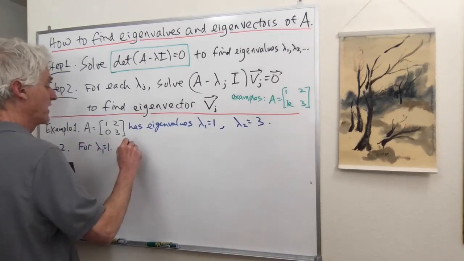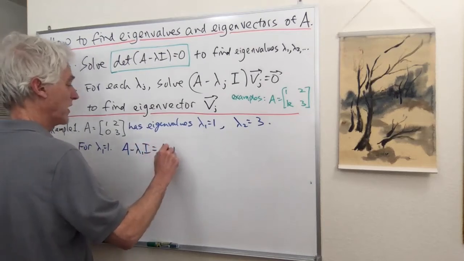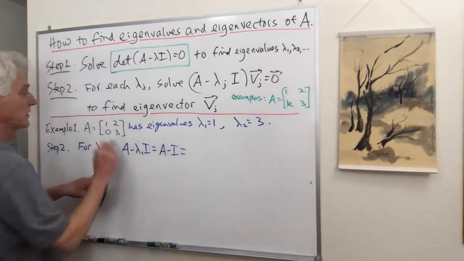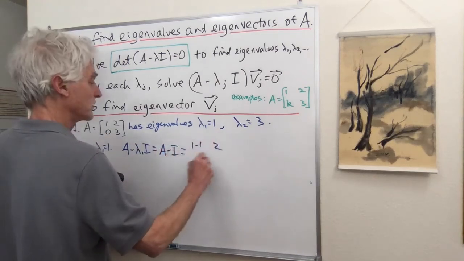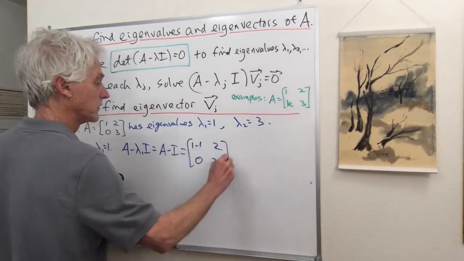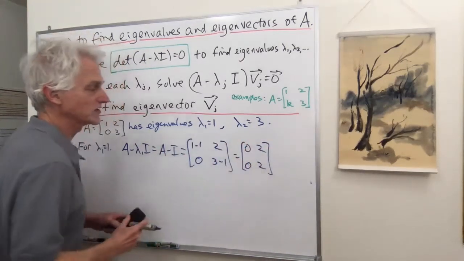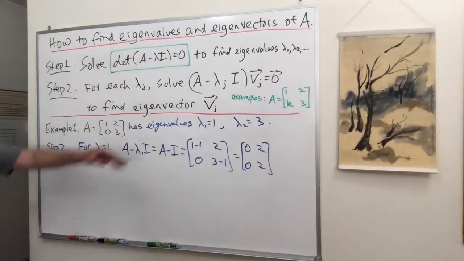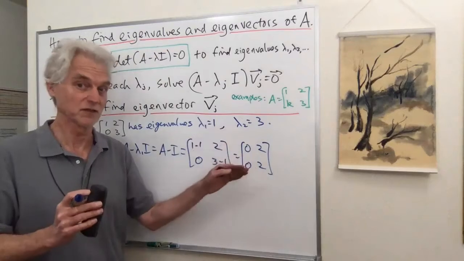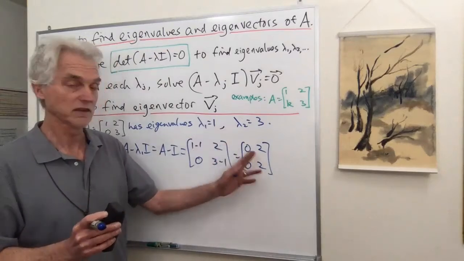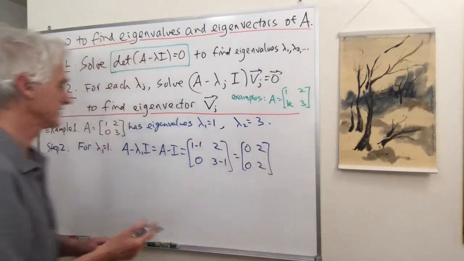Here we have A minus lambda 1 I is just going to be A minus I. I'm going to subtract 1 from the diagonal entries. I get 1 minus 1, 2, 0, 3 minus 1, which is 0, 2, 0, 2. Now, it doesn't always happen that the two rows are multiples of each other, but it does always happen that the determinant of this matrix is 0. So when you do this, you might want to check that the determinant is 0. Indeed, 0 times 2 minus 2 times 0 is 0 minus 0, which is indeed 0.